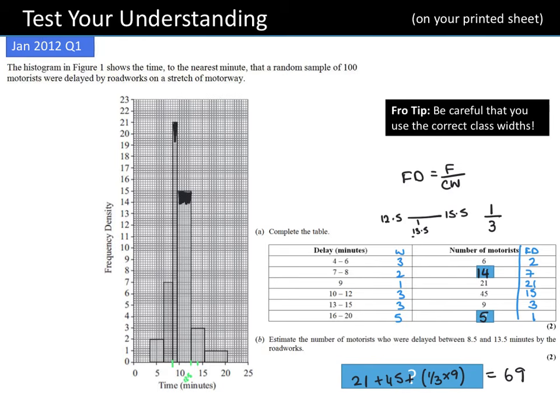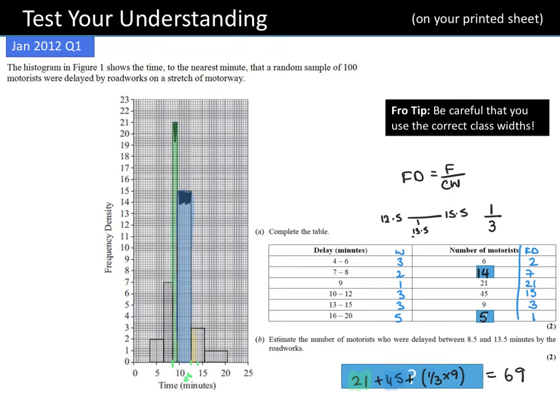So I need to add the area of this, which is 21, plus the area of this, which is 45, because this is motorists of 8.5 to 13.5. So far we've done 8.5 to 12.5, okay? But for the last one, I don't want the whole of it. I only want up to 13.5.